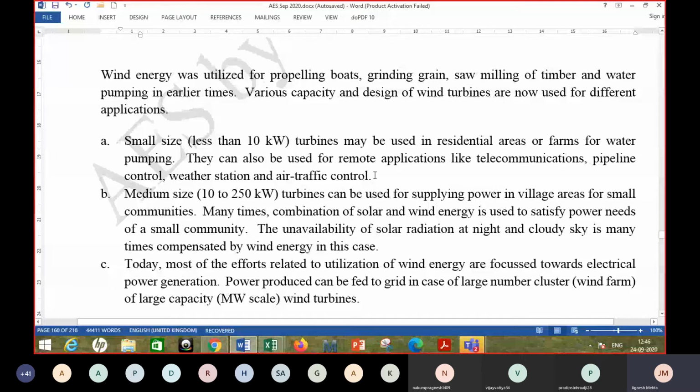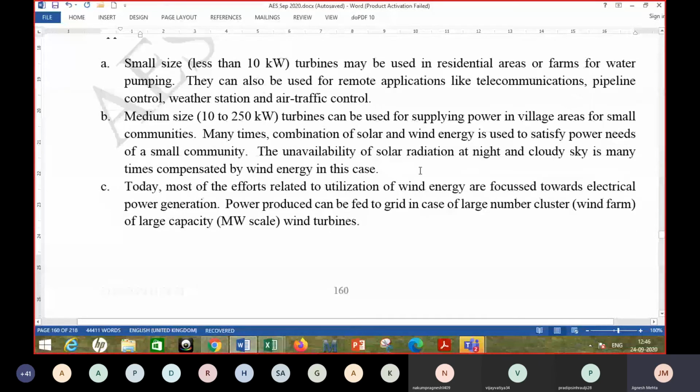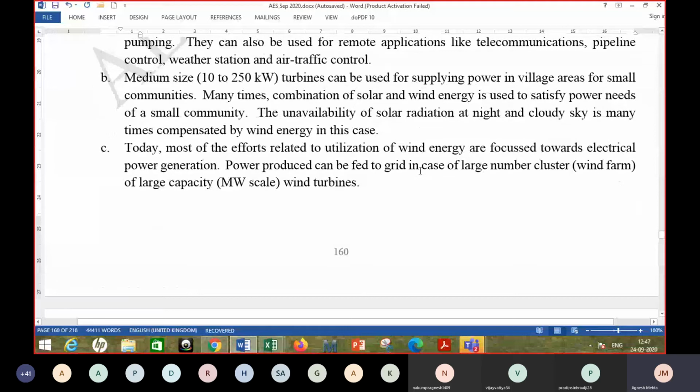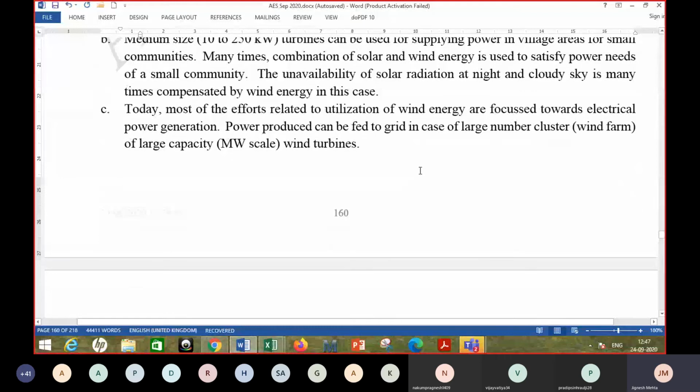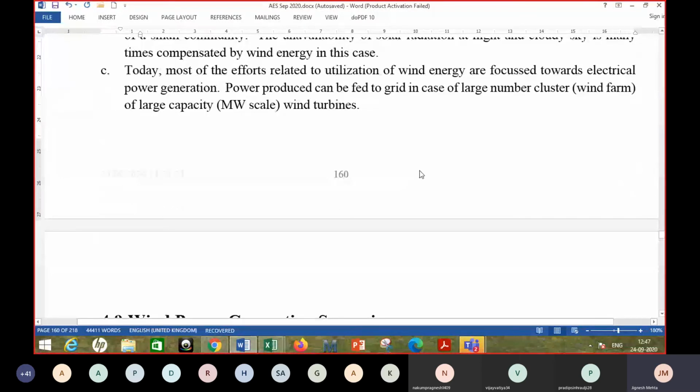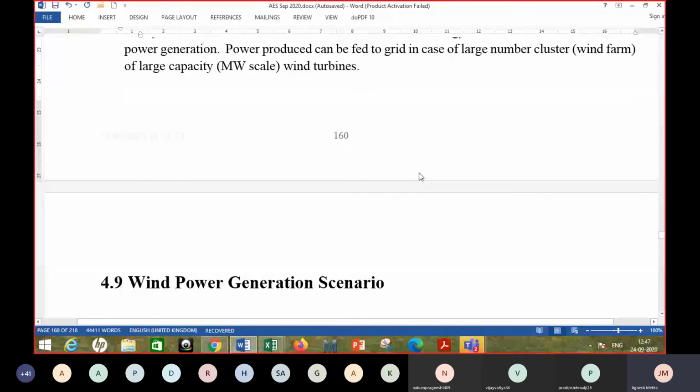If it is a medium size turbine, it may serve some small community. That is for an off-grid system, and it may be combined with, let's say, solar energy. At night solar energy is not available, but the wind turbine may still deliver you power at that time. And today the most important application of wind energy is power generation, which is fed to the grid. Wind turbines of 100 kilowatt, a few hundred kilowatt, or megawatt size have been put up at many locations in different regions of the world.